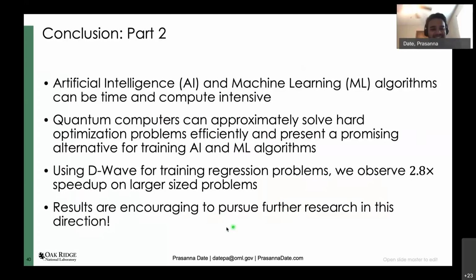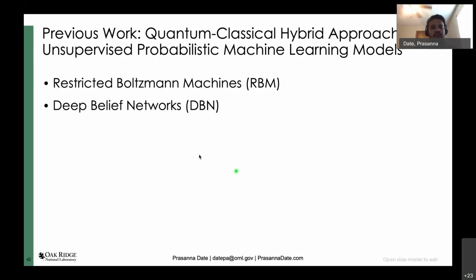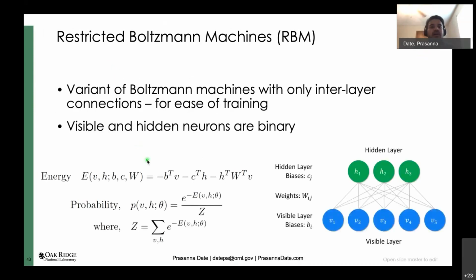Okay, that's great. If there are no questions for the second part of the talk, we can move on. Here I just want to highlight some of the work that I've done previously and what plans I have for the future. So let's get right into it. This is a quantum classical hybrid approach for training unsupervised machine learning models, specifically restricted Boltzmann machines and deep belief networks. If you are not aware of that, I can briefly go over what RBMs and DBNs are. Restricted Boltzmann machines are basically Boltzmann machines with the constraint that you can only have connections between two different layers. You cannot have connections within a given layer.